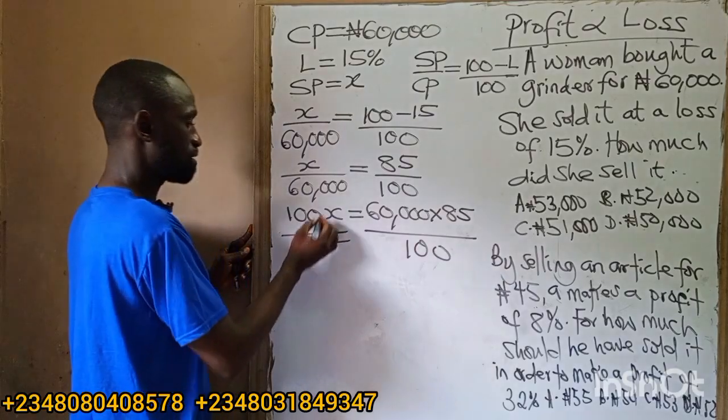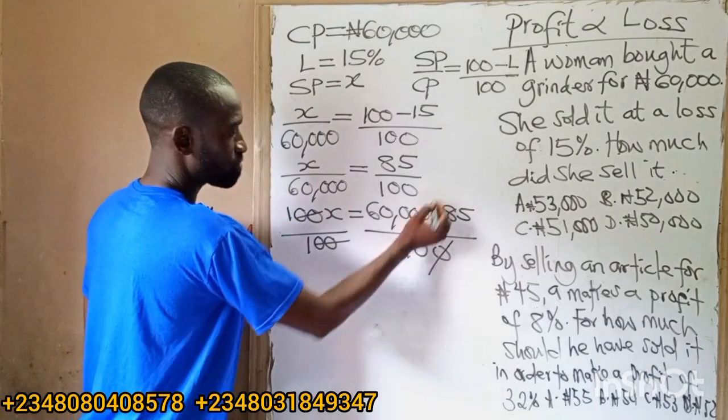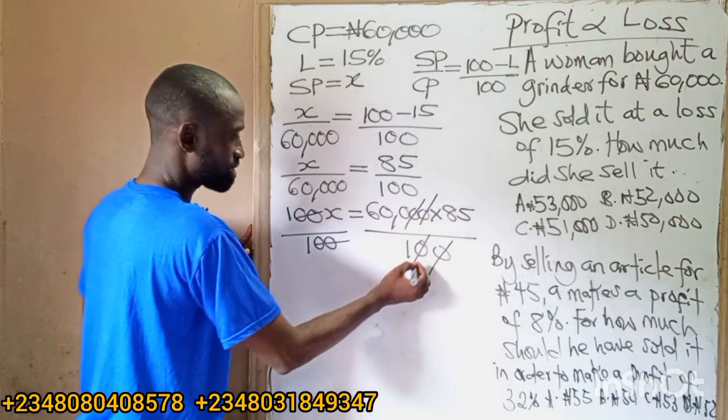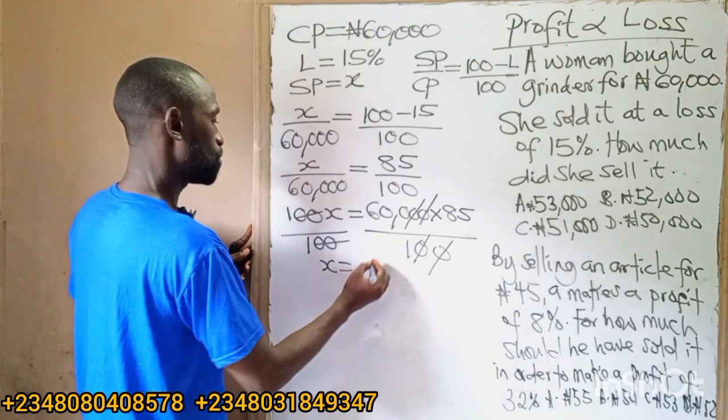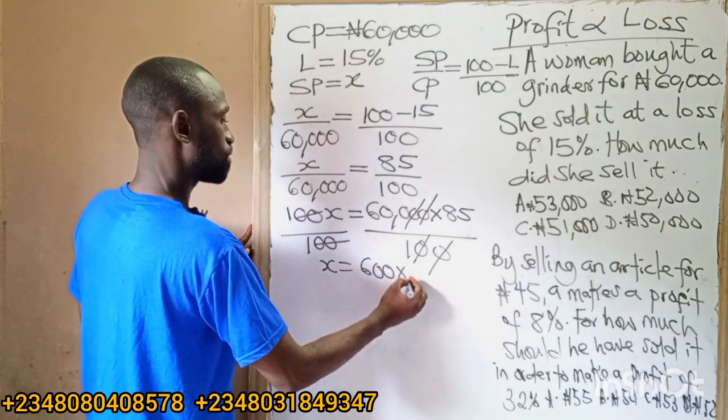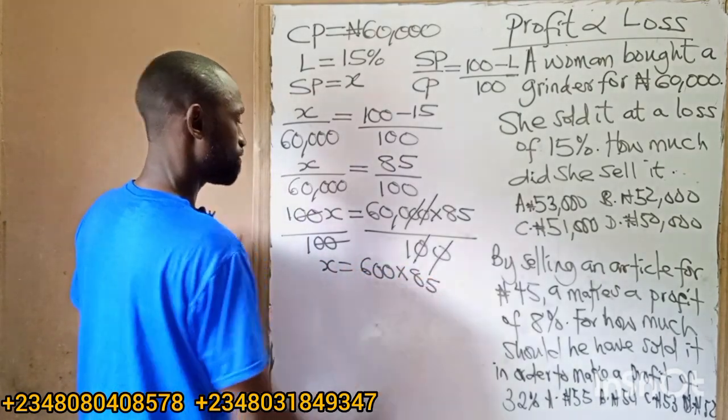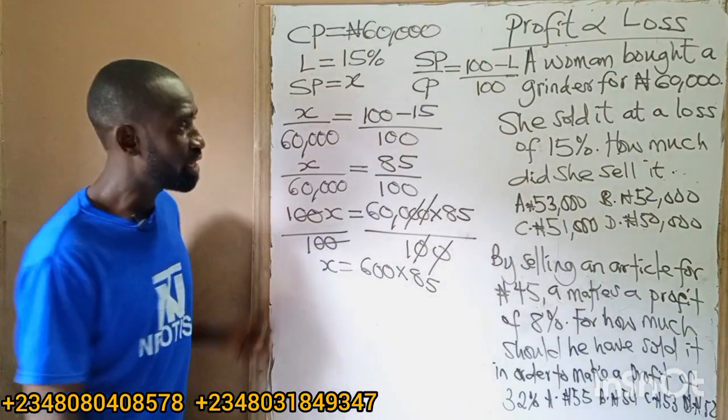This will cancel out this. This 0 will cancel out this 0, and this 0 will cancel out this 0. So our x will be equal to 600 times 85.